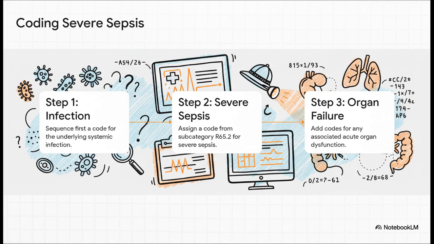It actually becomes a three-step process. First, you code the underlying infection. That's our culprit. Second, you add the code for severe sepsis, our 65.2. And third, you add more codes for any organ dysfunction, which are the consequences of the illness. It paints a full picture: the cause, the condition, and the complication.